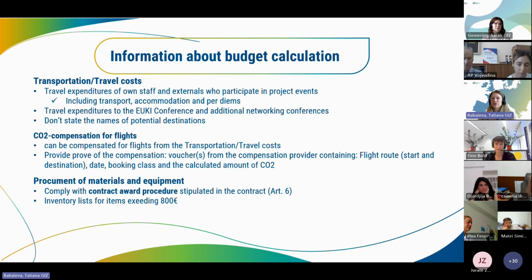The flights budgeted under the transportation travel cost budget category can be compensated, and to do so, please budget them in the budget category CO2 compensation for flights. Please note that you will need to provide proof of the compensation, for example, vouchers from the compensation provider containing information about the flight route, date, booking class, and the calculated amount of CO2 emissions.